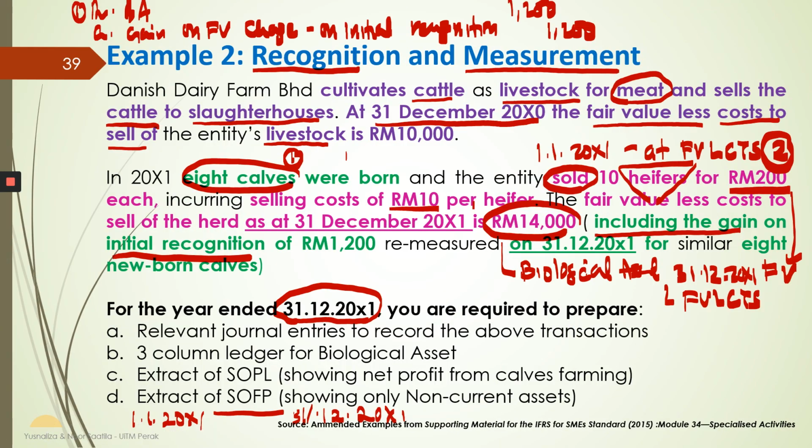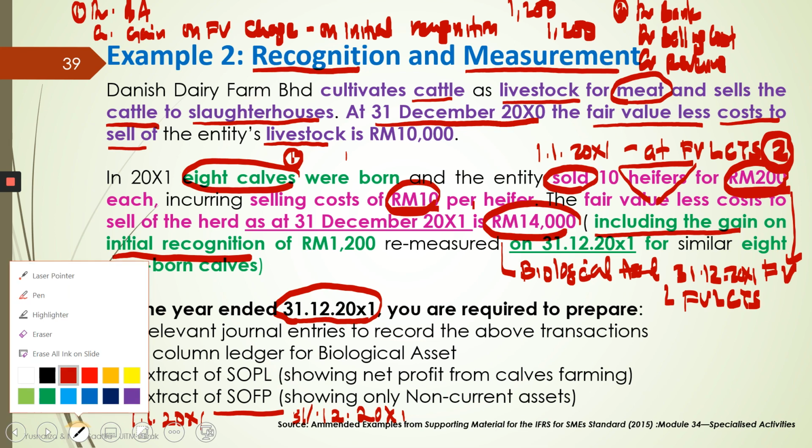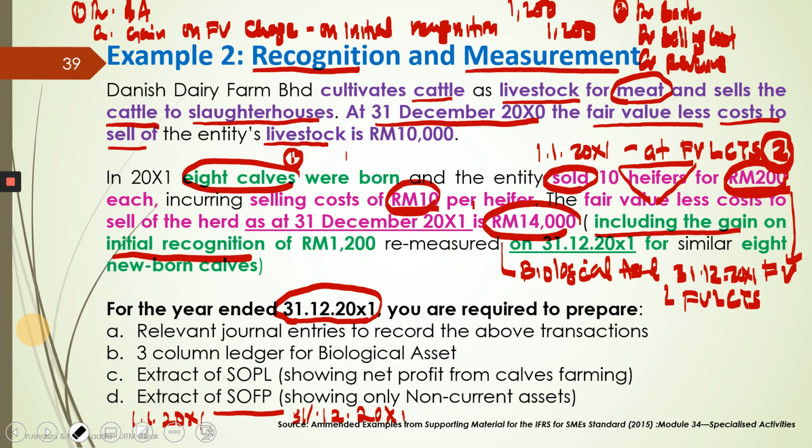For number 2, we will debit bank. We will also debit our selling costs. And because that is our revenue, we will credit revenue. What you need to do is first take the figure given, which is 10 heifers times 200, which is the fair value, and then less cost to sell. So let me do it here to make you see better.